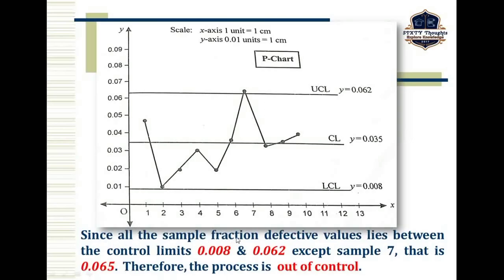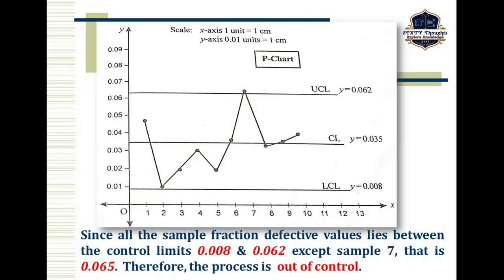Since all fraction values lie within the control limits 0.0082 to 0.062 except sample 7. What is the sample 7 value? 0.065. Therefore the process is out of control.